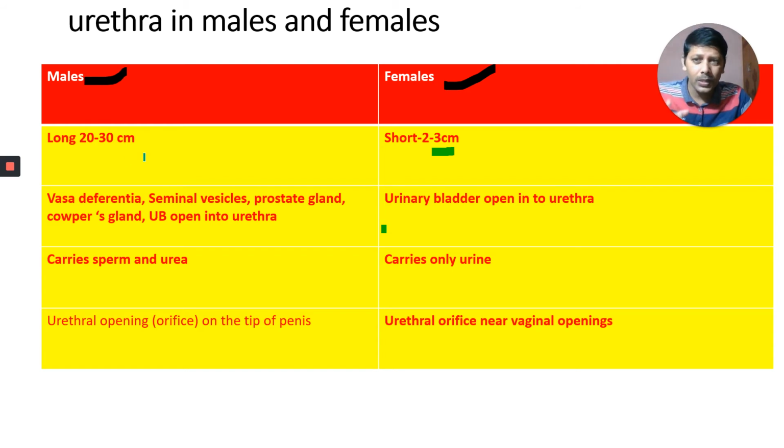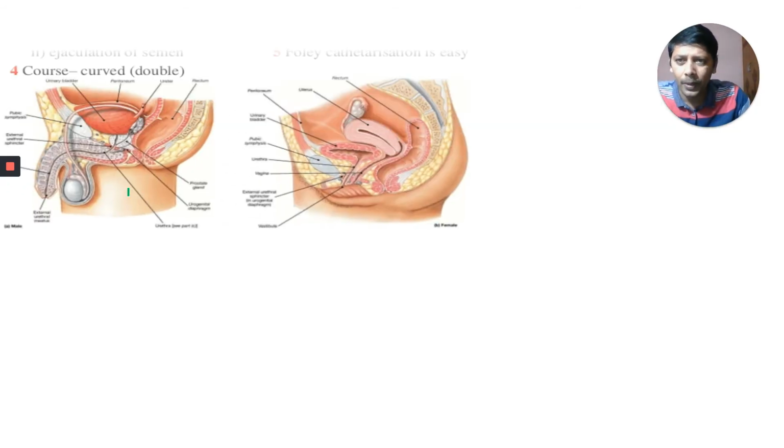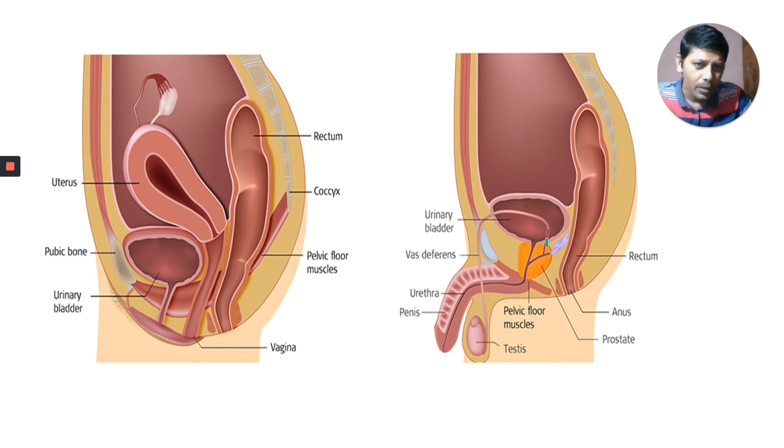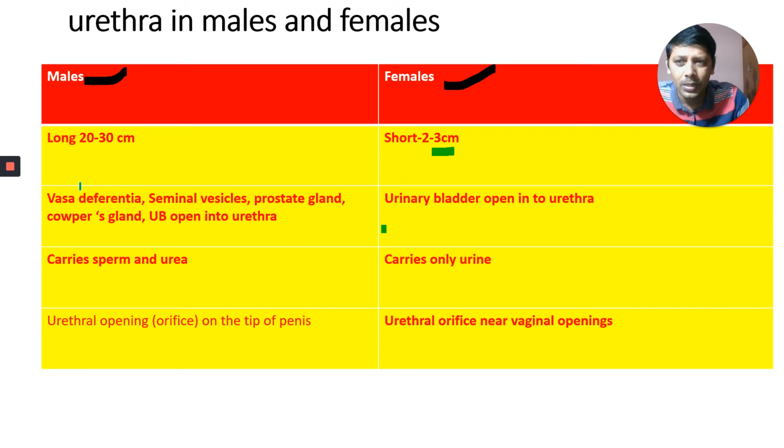What are the structures that are opening into the male urethra? Various structures open into it. The urinary bladder is opening into it, the ejaculatory duct is opening into it, the prostate gland is opening into it, the bulbourethral gland is opening into it. What are the various structures that are opening into the male urethra? The vasa deferens and seminal vesicles.